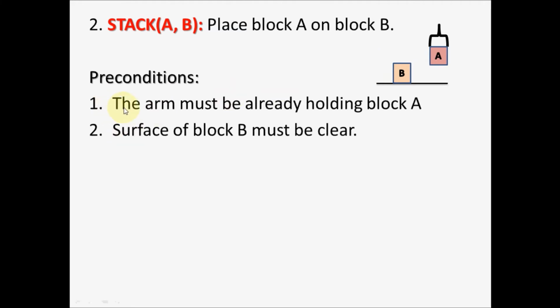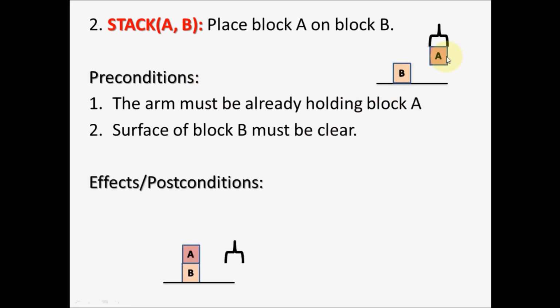So the precondition is that the arm must already be holding block A and the surface of block B must be clear. Only then can the stack action be executed. So these are the preconditions. Now once the stack action is executed, what are the effects or post conditions? The post condition will be that A now resides on B, and the robotic arm is now empty.